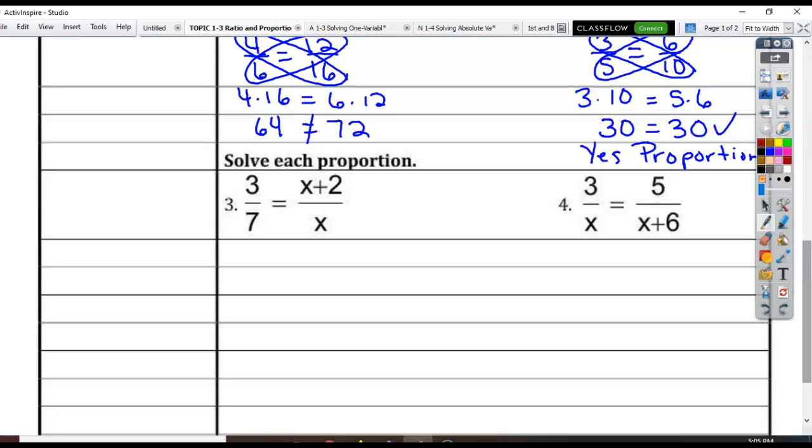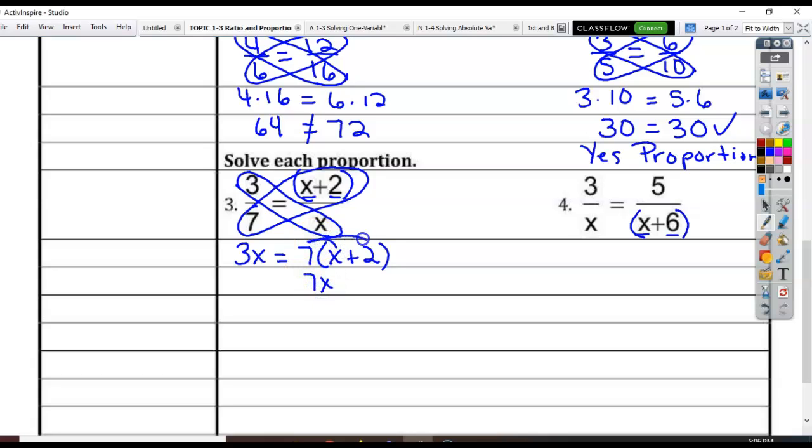Okay, now here are some of the problems that we're going to be solving. These have variables. Okay, one thing you need to remember when you're doing this is if there's more than one term on top or on the bottom, you need to make sure you put parentheses around it. Okay, then if this is a proportion, we're going to cross multiply. So I'm going to go 3 times x gives me 3x. 7 times those parentheses right there. 7 times parentheses x plus 2. Okay, now we're just going to use our equation skills. We're going to do the distributive property. 7x. 7 times 2 is 14.